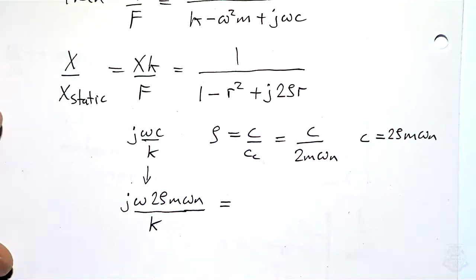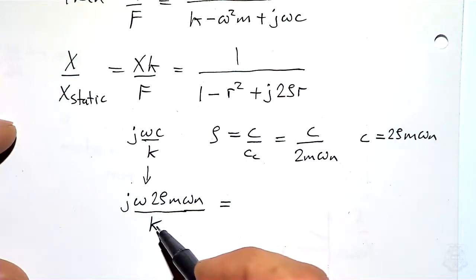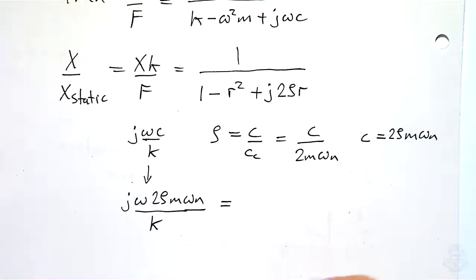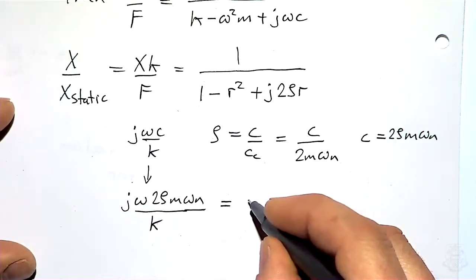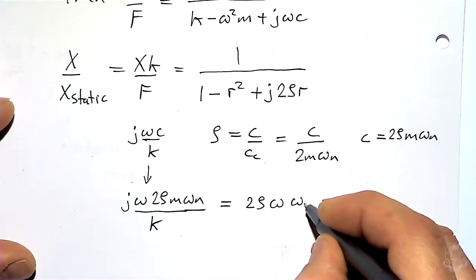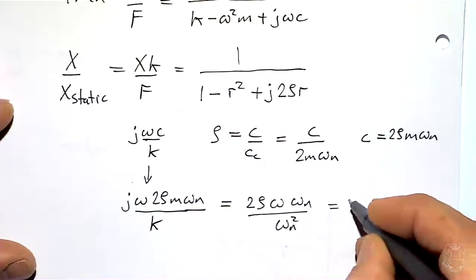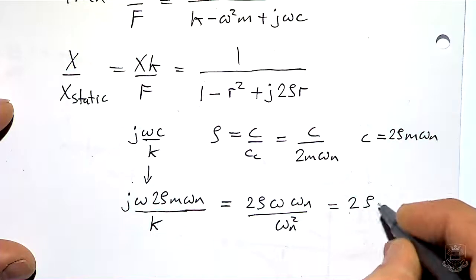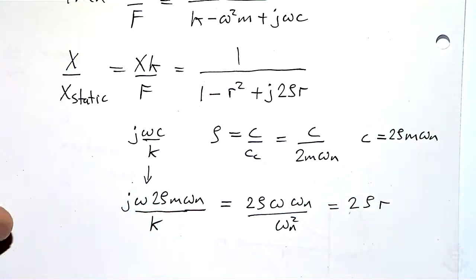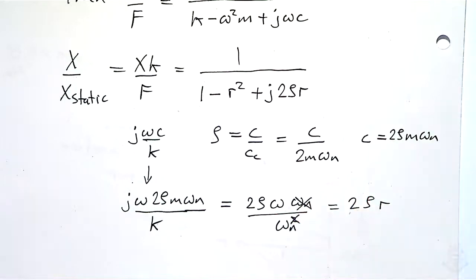Okay. And then we've got an m over k here, which is effectively 1 over omega n squared, isn't it? So we end up with 2 zeta omega n over omega n squared. Okay, so then that becomes 2 zeta r. Okay, because this goes and this goes, and we get the ratio of omega divided by omega n.